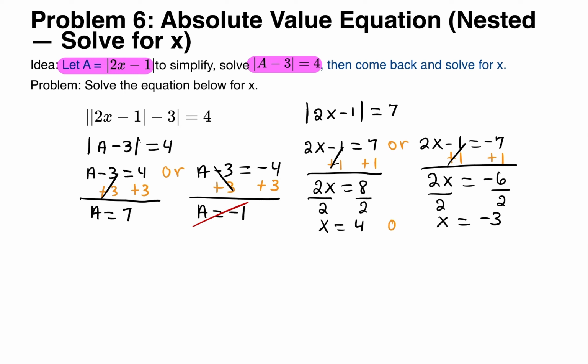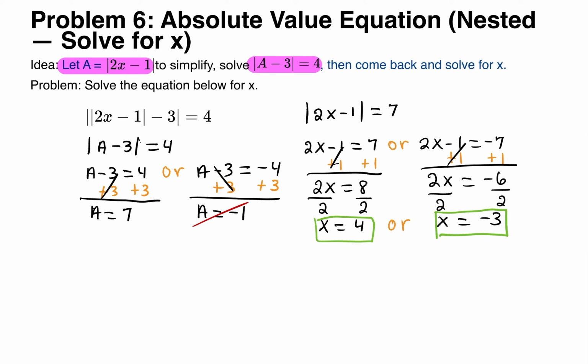These are our two cases. As you can see, we have x equals 4 or x equals negative 3. We keep the x equals negative 3 this time because if you plug it back into the original equation, the absolute value stays positive. So both x equals 4 and x equals negative 3 work. And that is our final answer. X equals 4, x equals negative 3.